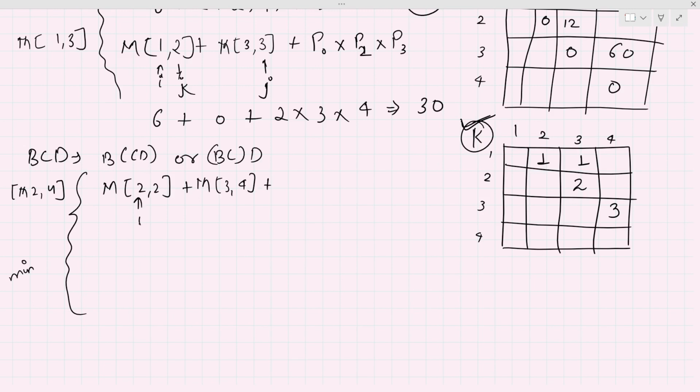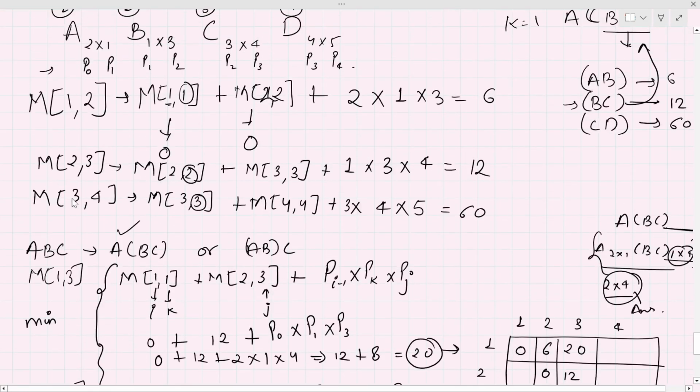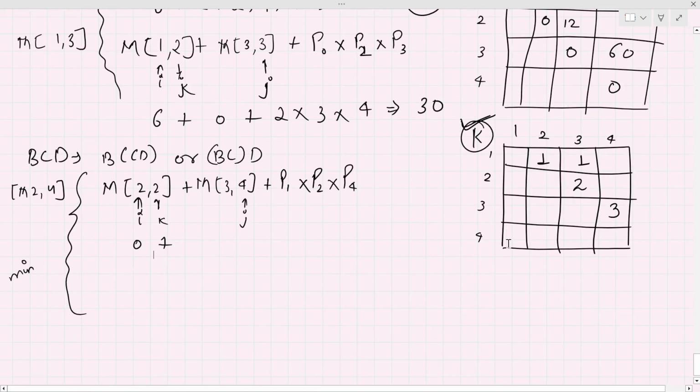This is I, this is K and this is J. So P of I minus 1, I minus 1 means 2 minus 1, which is 1, so P1. Now I write directly. P of K, the value of K is 2, so P2, and P of J means P4. So M2, 2 means 0, and M3, 4: what's the value of 3, 4? The value of 3, 4 is 60. So I write 60 here.